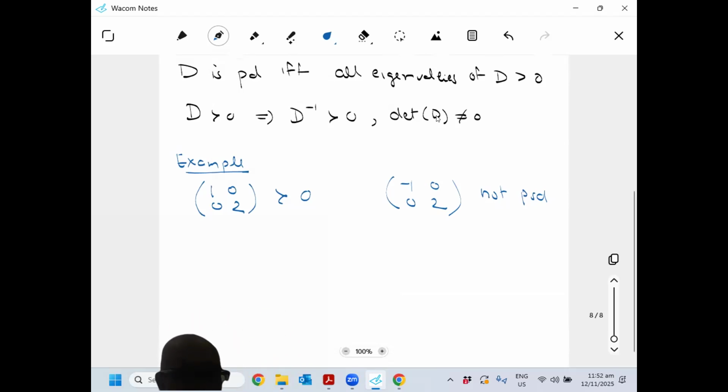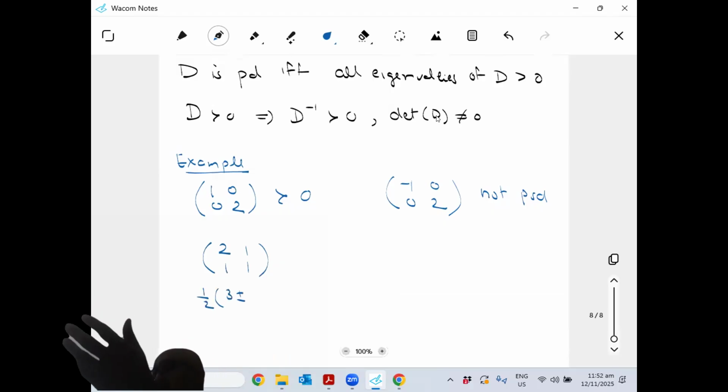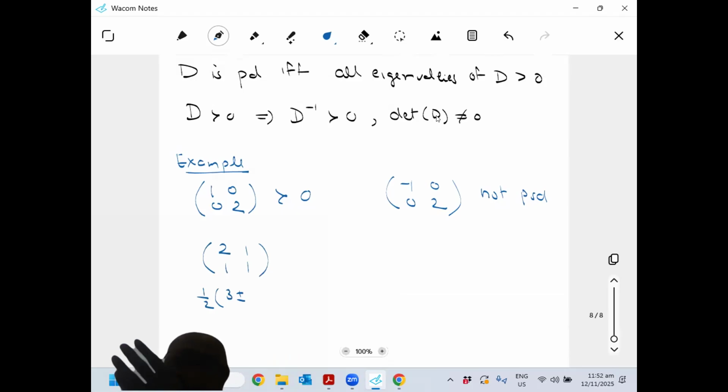But if you have a matrix like this, let's say 2, 1, 1, 1, you can check the eigenvalues using any software, or for 2 by 2 matrices maybe you know the formula. You don't have to know it, but you know how to find eigenvalues of a matrix: set the determinant of D minus lambda I equal to 0 and solve. The eigenvalues of this are positive, so this is a positive definite matrix.